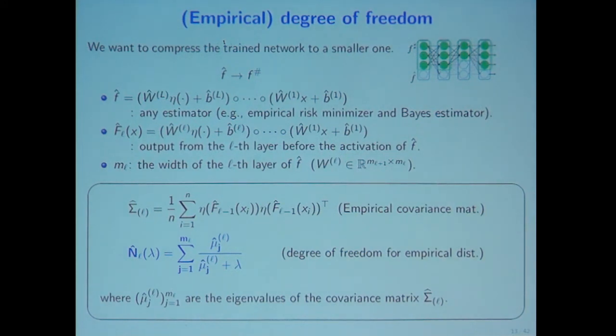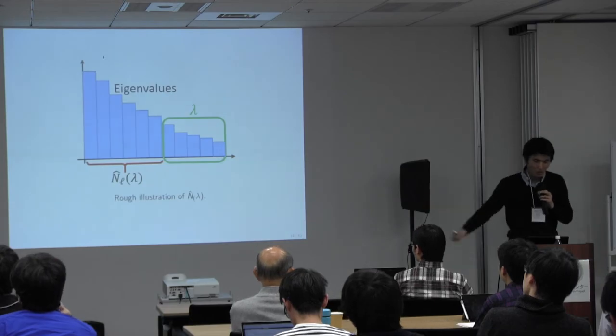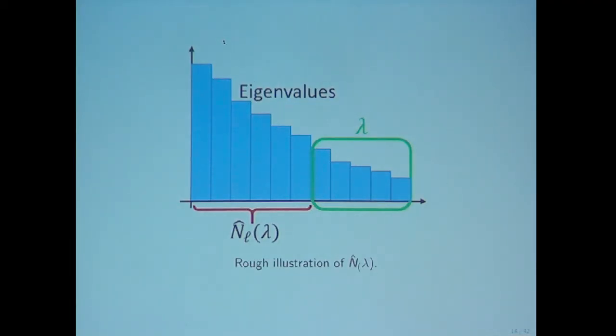Here, lambda is some given positive real number. I will explain what lambda is later on. This is some intuition of the degree of freedom. Here are the eigenvalues. We sum up the eigenvalues from the smallest one, up to lambda. Then the degree of freedom is like the number of remaining eigenvalues. In other words, we want to approximate the covariance matrix by a low rank matrix which has a rank of the degree of freedom. In that situation, we can approximate the covariance matrix with error lambda.